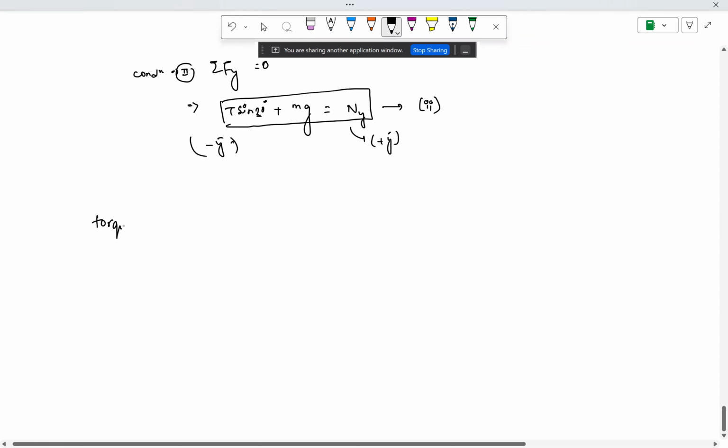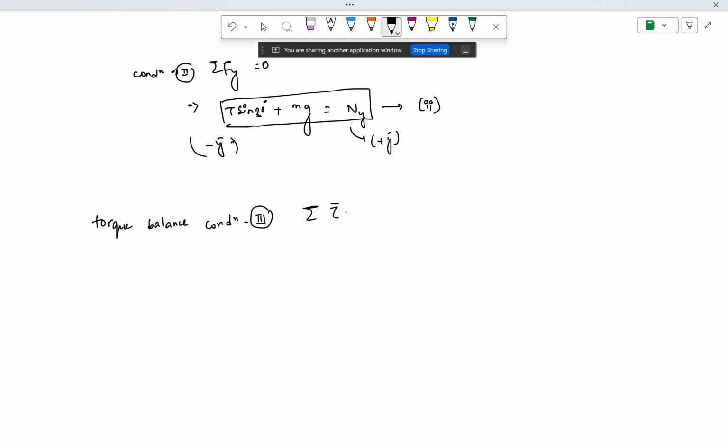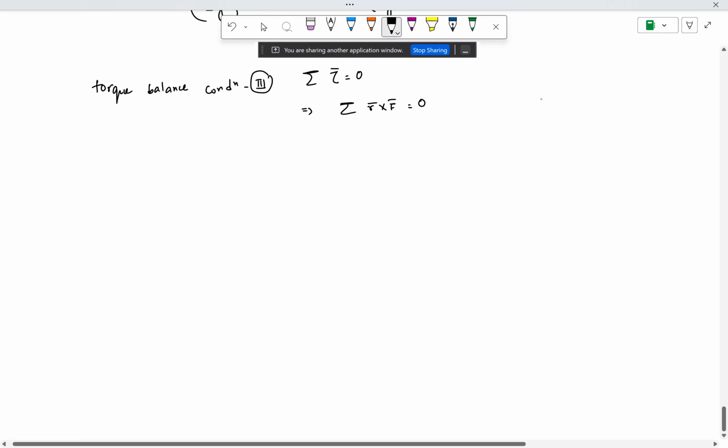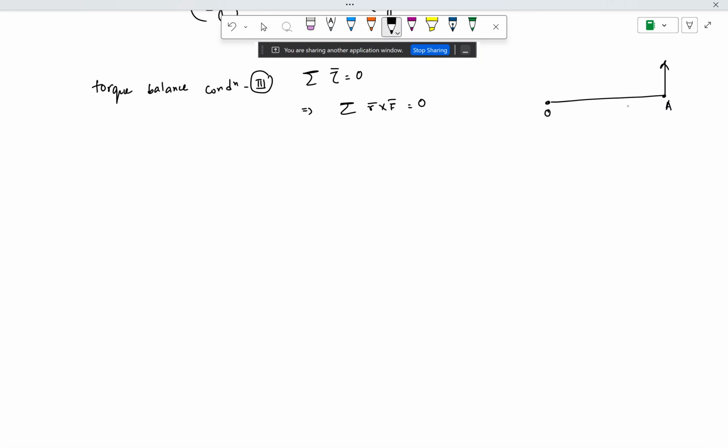So there is this torque balance condition, which we call our condition number 3, which is saying that net torque equals 0. This means that net r cross F equals 0, right? So what is r? You have a reference point O here, and with respect to that you have some force applied at some point A, which is sitting at a distance r vector with respect to O. So here a force F is acting like this.